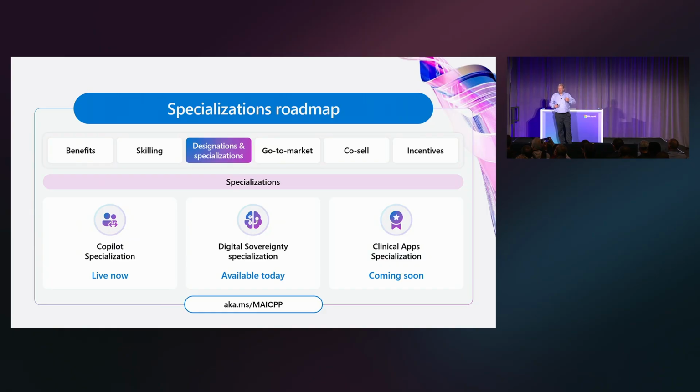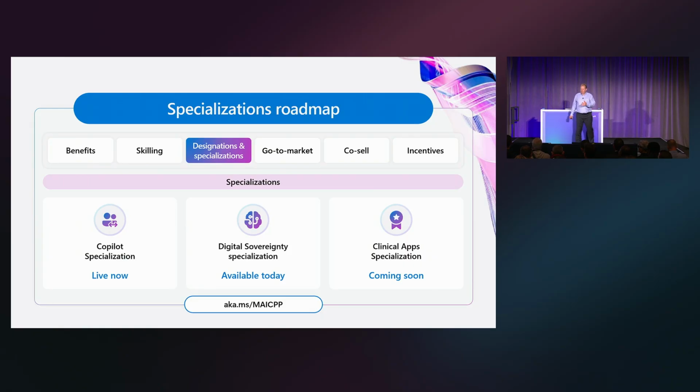This week, we're launching the Microsoft Digital Sovereignty specialization. This is the newest addition to our specialization portfolio, and it helps partners demonstrate deep capabilities in delivering sovereign solutions across Azure, Microsoft 365, and security, with a specific focus on data residency, compliance, and operational control.